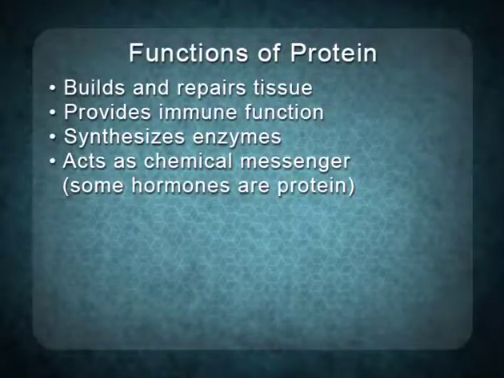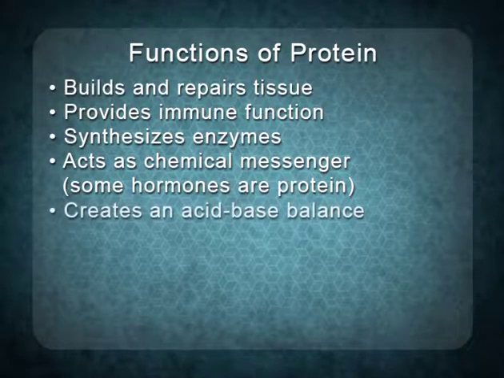Glucagon, its opposing hormone, is also a protein. Proteins can also be integral in the creation of what's called an acid-base balance. Now, most substances in our body are neither all acidic or all basic. We're designed to kind of live down the middle of that pH road.